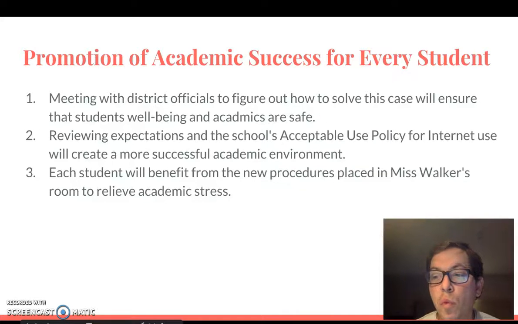Second, reviewing expectations in the school's acceptable use policy for internet use will create a more successful academic environment. Students will be reminded of what their rights are when using the internet, and it'll also allow us to practice some safe internet usage. So I think reviewing those expectations with students will be a big benefit and promote their academic success. And lastly, each student will benefit from the new procedures placed in Ms. Walker's room because they will relieve that academic stress that they've been having, and instead of stress, make it a success.